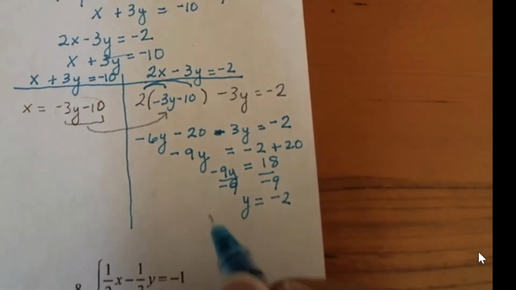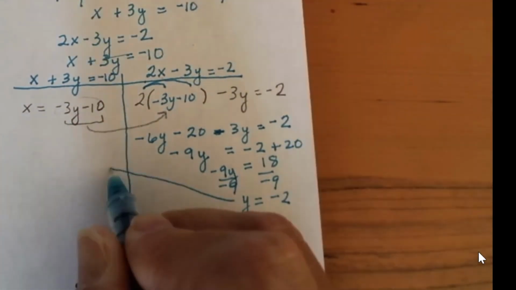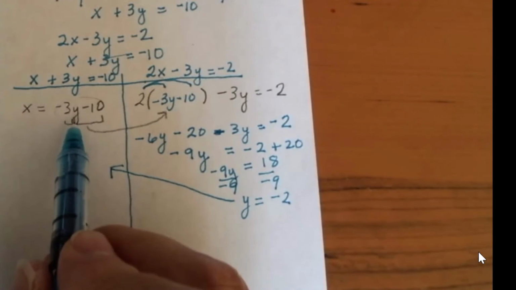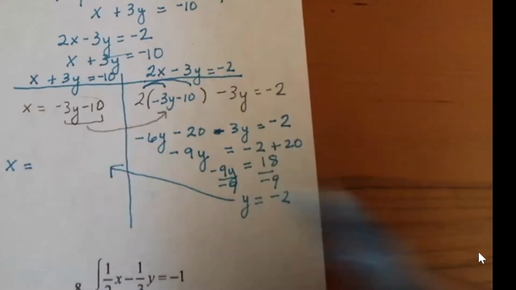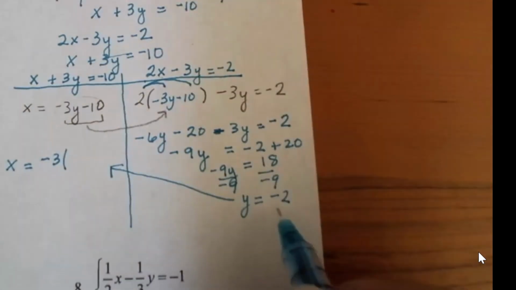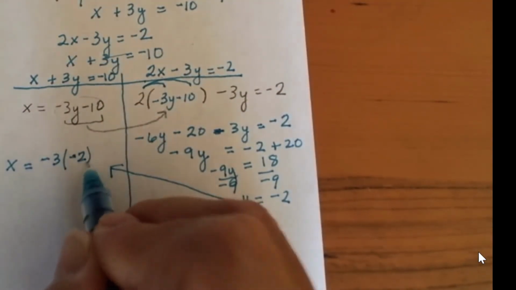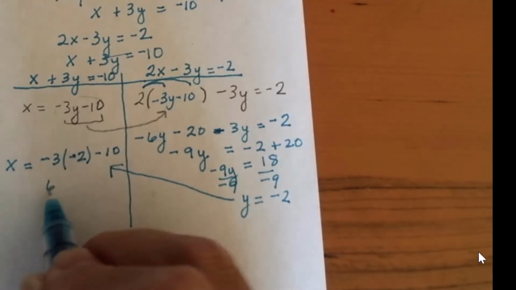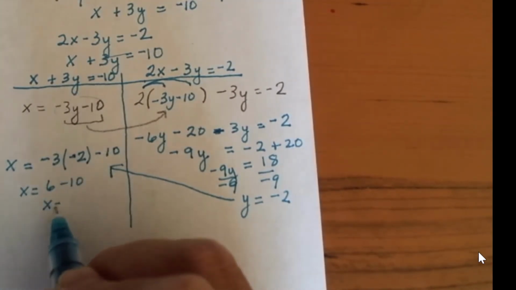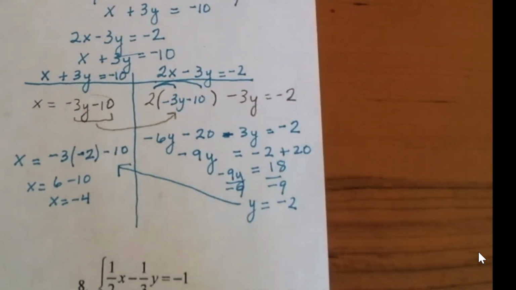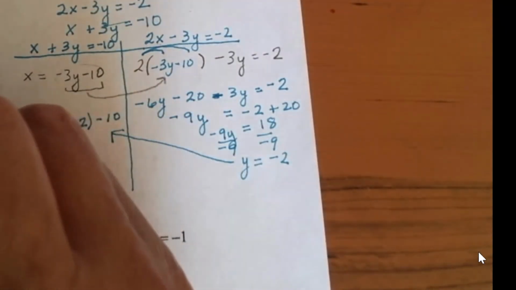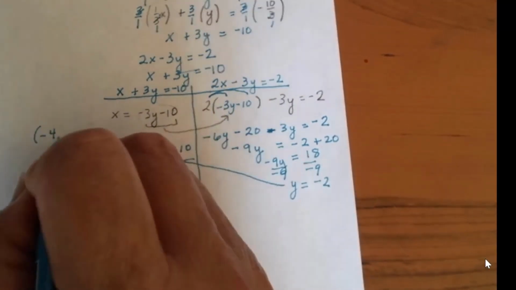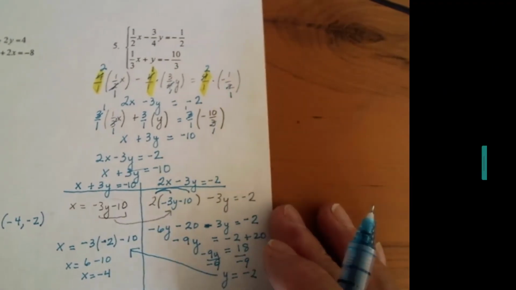Now to solve for x, I'm going to bring this answer back over to this side and substitute it right here. So x equals negative 3 times negative 2 minus 10. So I get 6 minus 10, or x equals negative 4. Now, just to be sure that I'm okay, let's take these two numbers. That's my ordered pair, negative 4, negative 2. Let's substitute them back into our original equations.